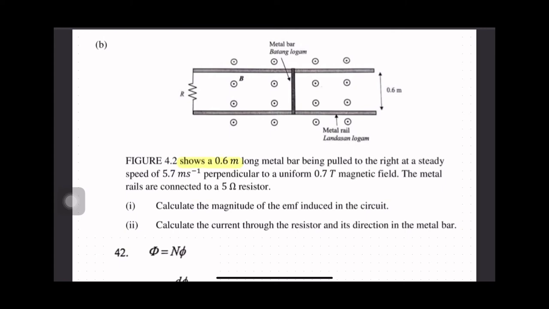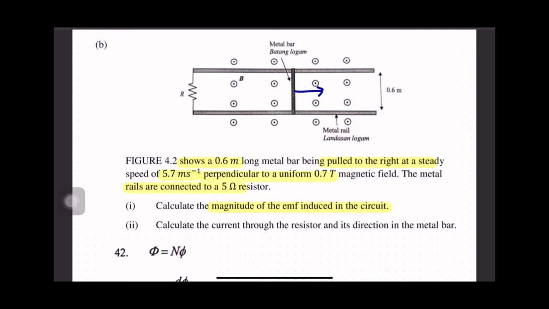We have a 0.6 meter long metal bar being pulled to the right at a steady speed of 5.7 meter per second perpendicular to the uniform B of 0.7 Tesla. The metal rails are connected to a 5 ohm resistor. Calculate the magnitude of induced EMF in the circuit. So, kita dah tarik dia ke kanan. Okay, pull to the right.